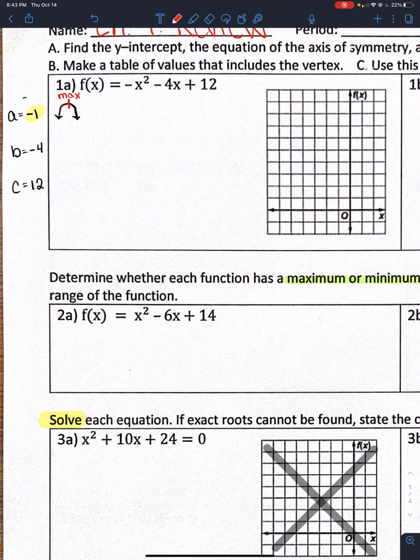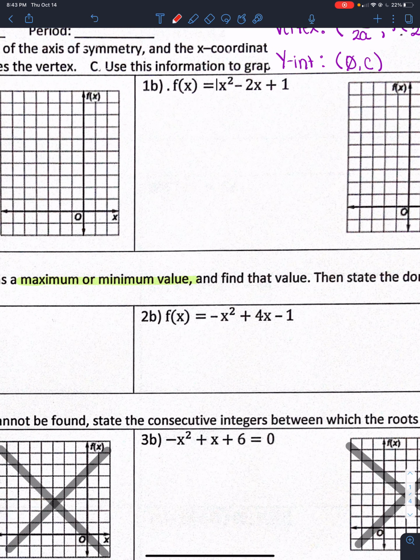Now I'm going to go look at 1b real quick. 1b, when I look at a here, a is 1, b is -2, and c is 1. Looking at the a value to help me determine whether it's going to open up or down, a is positive, positive people smile. So on this one, if the roller coaster was dropping, it would hit this lowest point. And that lowest point is called a minimum.